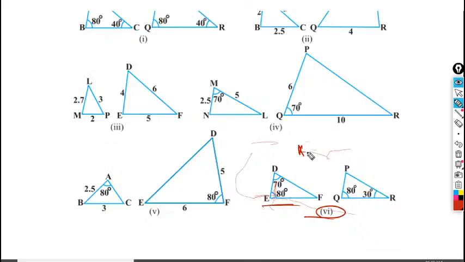The criterion is called AAA, that means angle similarity criterion. Here you can note one thing. If two angles of one triangle are equal to the corresponding two angles of another triangle, then also these two triangles can be similar. Why? Because if two angles are equal, then definitely the third angle will also be equal.